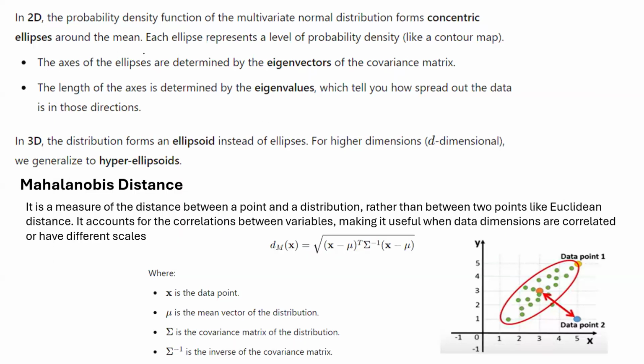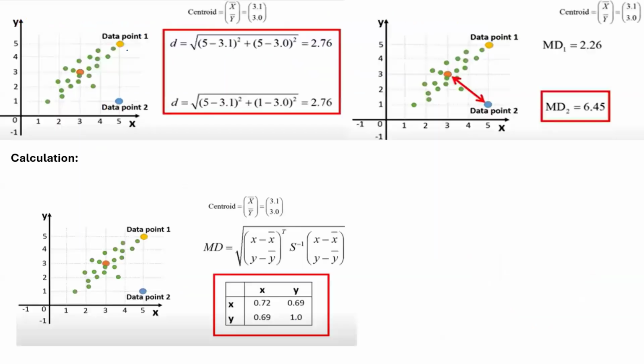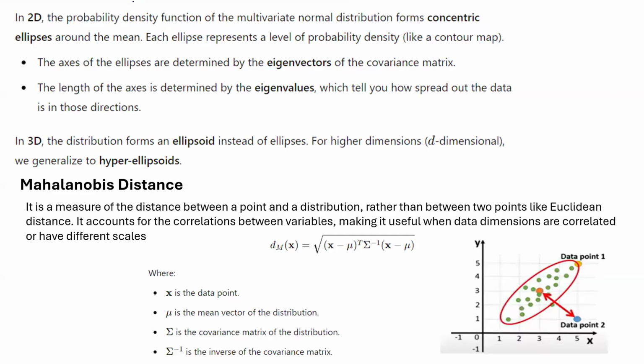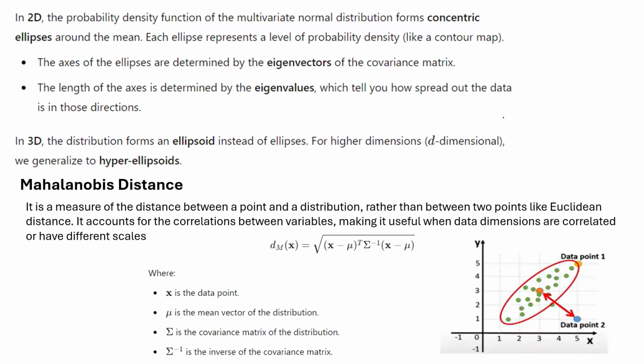Now coming back here, in 2D, the probability density function of a multivariate normal distribution forms concentric ellipses around the mean. That is what you have seen. Each ellipse represents a level of probability density, like a contour map. These are all contour maps. A contour map is just like probability on a single dimension, I could say.